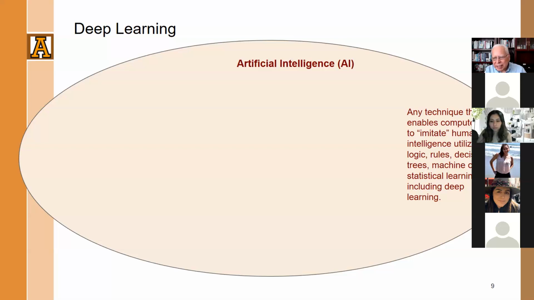But artificial intelligence also includes what we use now, which is more complicated models which fall now into the realm of what's called machine or statistical learning. And the artificial intelligence includes also deep learning.